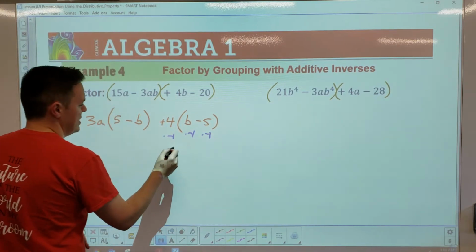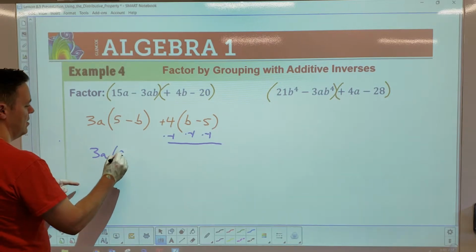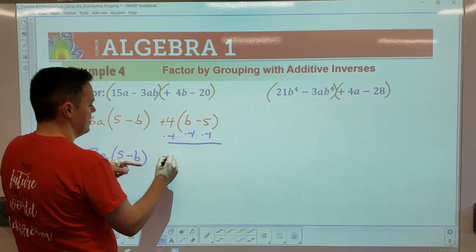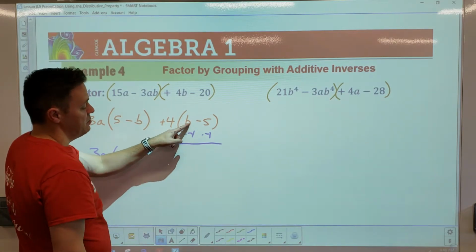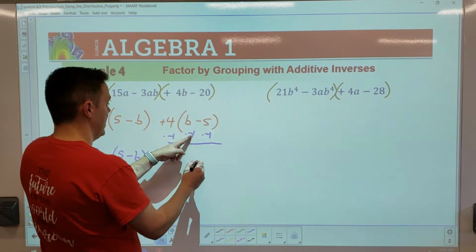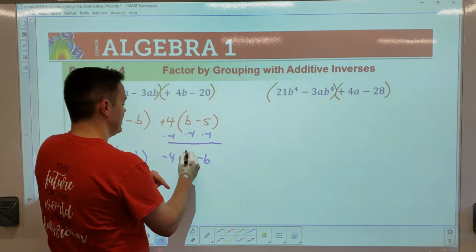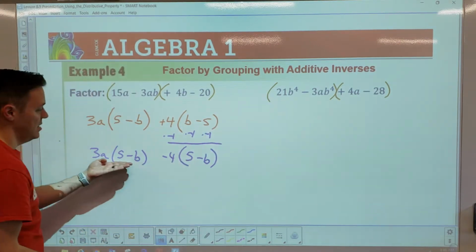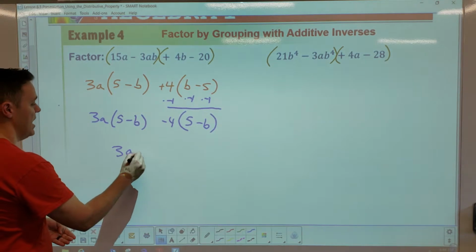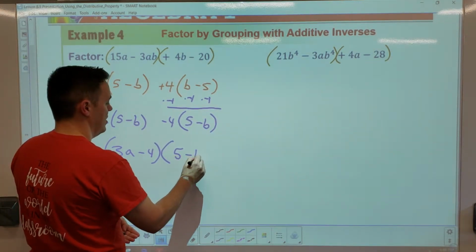So when you rewrite these, this here is still going to be 3a, 5 minus b, but now it's going to be -4. This is going to be b times a -1 is a negative b. A negative and a negative is a positive. Now, ladies and gentlemen, they match up. So your answer is going to be 3a minus 4, 5 minus b.